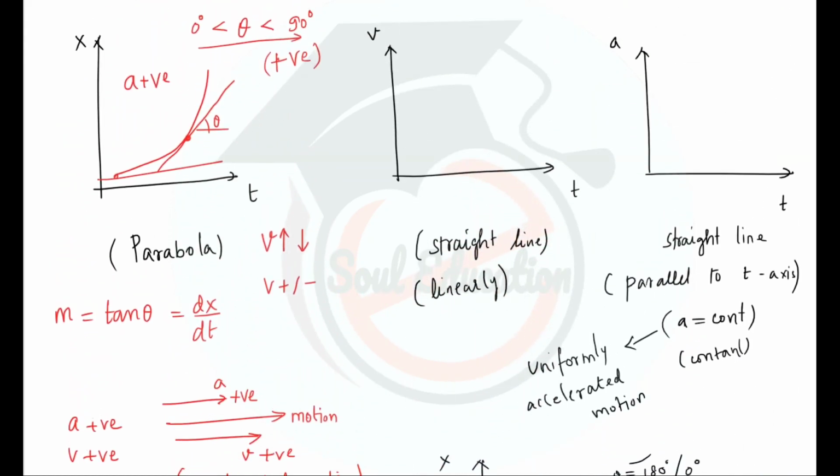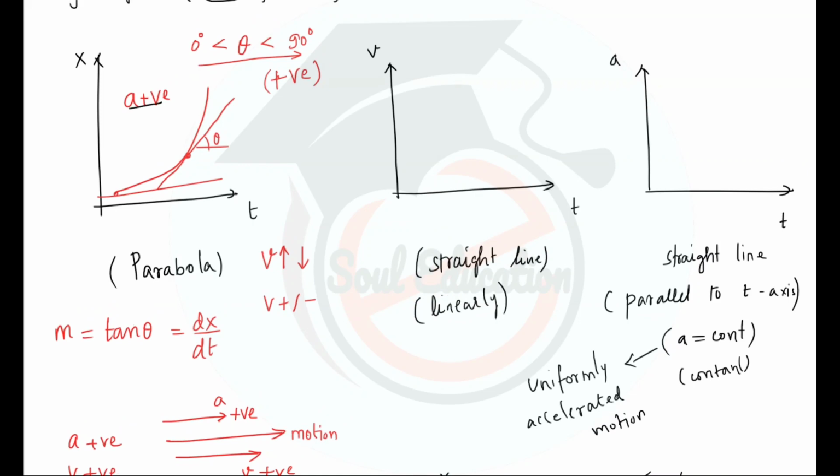So first, acceleration is positive. Here the angle goes from 0 to 90 degrees, so it is increasing. And the angle lies between 0 and 90 degrees, so velocity is positive. Correct? So velocity is positive and acceleration is also positive. That is called accelerated motion.